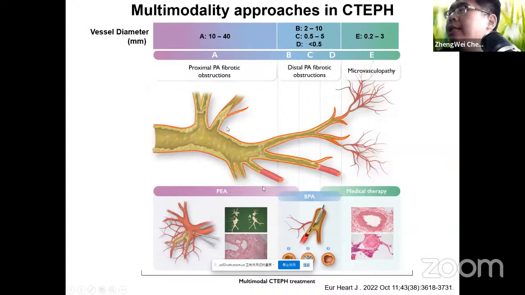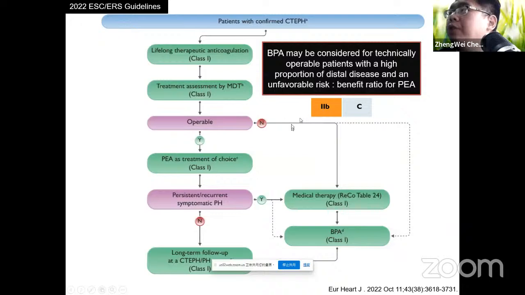So how do we treat CTEPH with multimodality approaches? The treatment of CTEPH depends on the size of the vessel, including PEA, BPA, and medical treatment, and I will discuss them separately in the following sections. From the 2022 ESC guideline, when CTEPH is suspected and confirmed, lifelong anticoagulant should be given. After assessment by the multidisciplinary team, PEA is the treatment of choice if indicated. If the patient suffers from persistent or recurrent symptomatic pulmonary hypertension, medical therapy and BPA are indicated. Besides, BPA may be considered for technically operable patients with an unfavorable risk and benefit ratio.